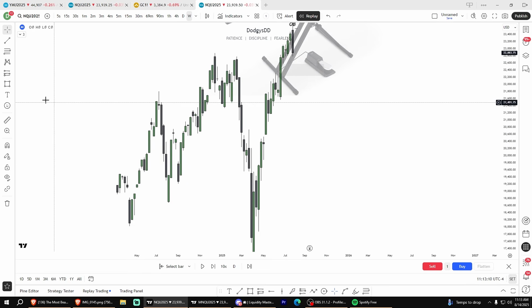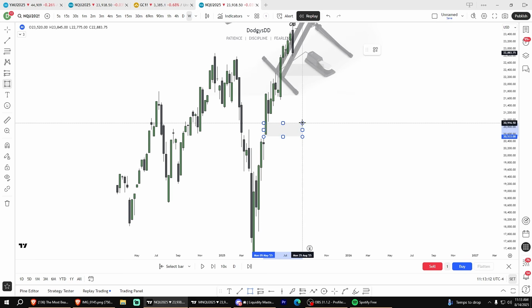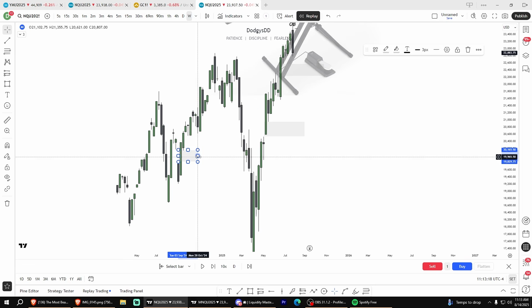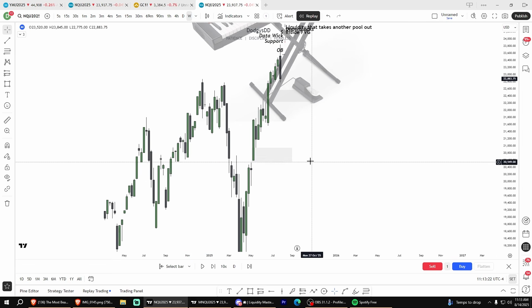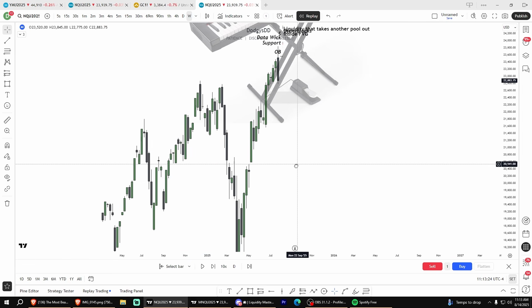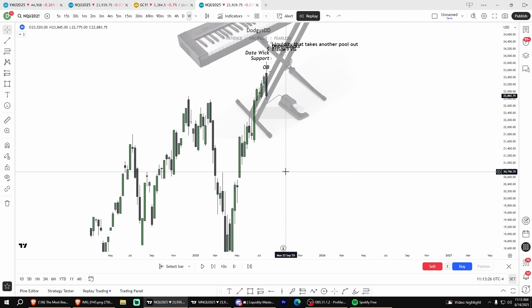Same thing with this. Unbalanced inefficiency was never filled. Same thing with this. Unbalanced inefficiency never got filled until way later, right? So drawing them and using them alone are not the greatest confluence. You need to combine them, which I will show later.